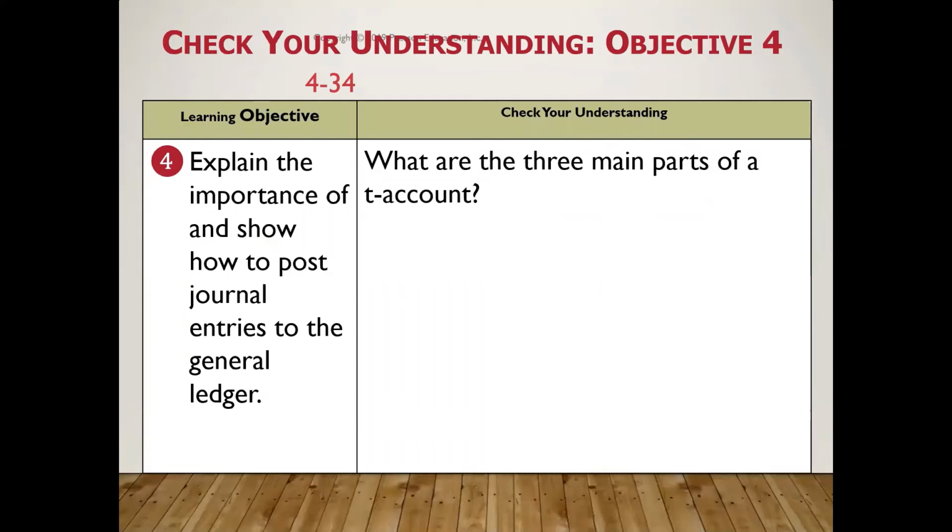And here we are at the end of Objective 4. What are the 3 main parts of a T account? The accounting title. We have the left side, which is the debit, and the right side, which is the credit.